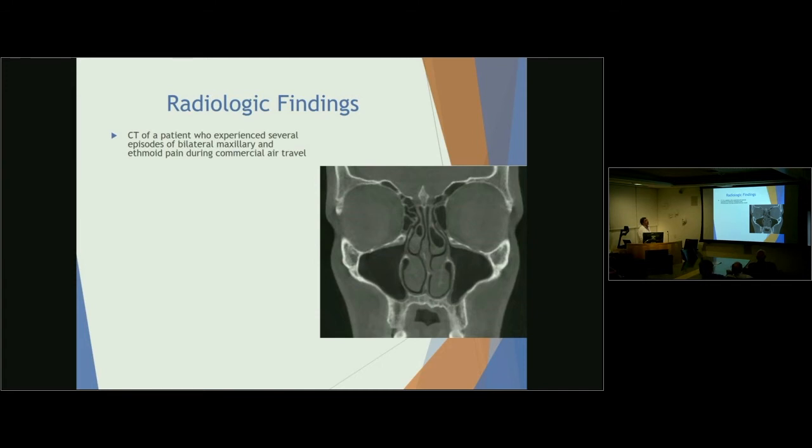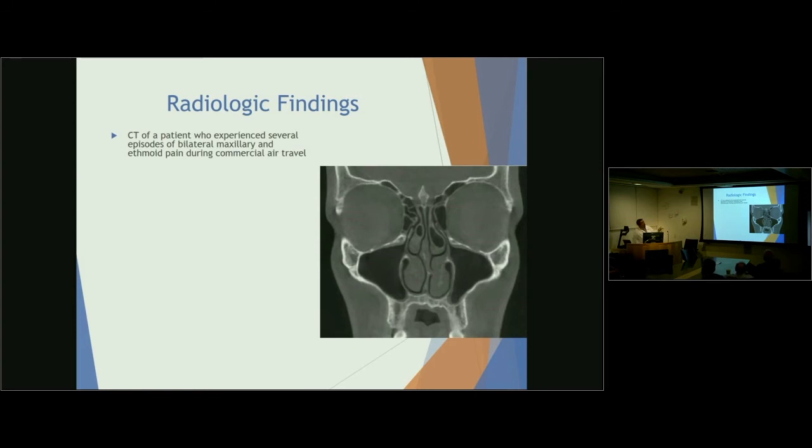So what would you do for him? He came to us, and he was getting to the point that he would consider not flying at all. Would you operate on him? No. Why is that? Why no? I don't see any evidence of maxillary disease. Mm-hmm. Agree that the outflow tract is narrow, but I don't really see any radiographic evidence.